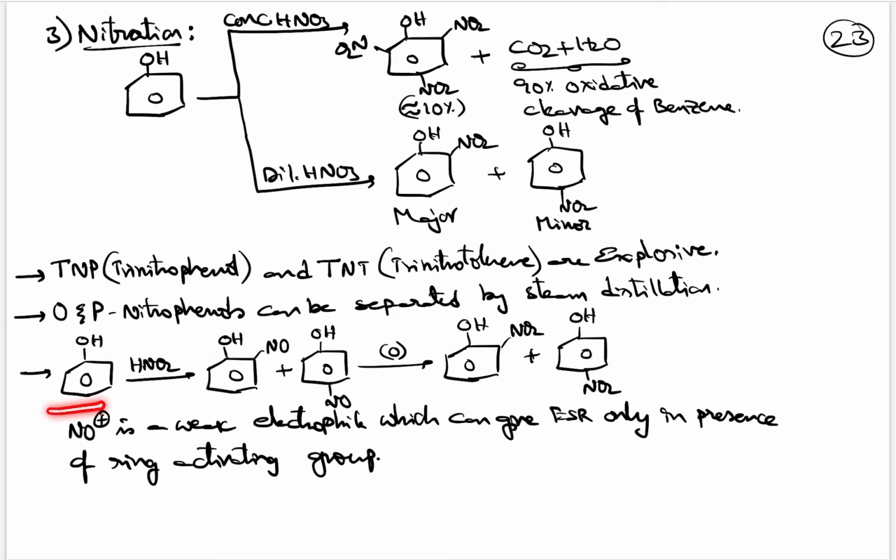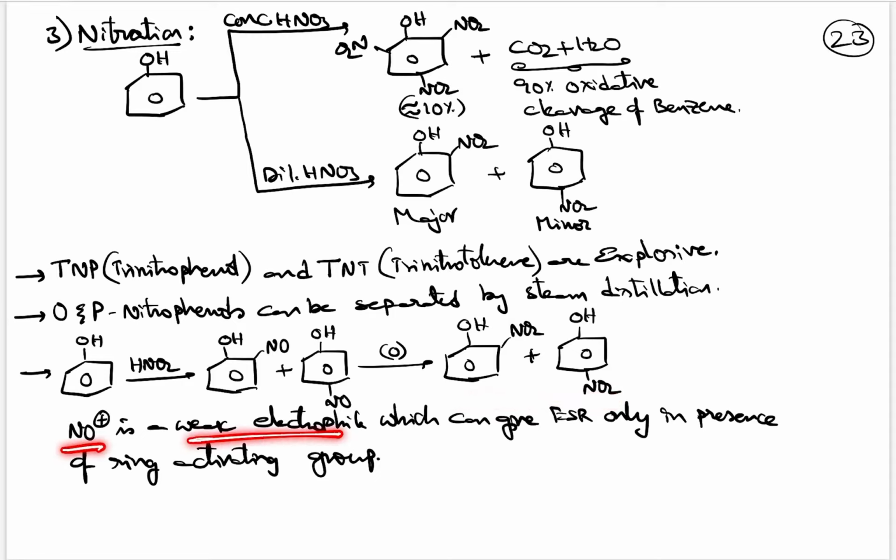Then phenol on reaction with nitrous acid will form ortho and para nitrosophenols, which on further oxidation, the NO group will be oxidized to NO2 group. In that manner also you can produce mononitrophenols to a considerable extent.